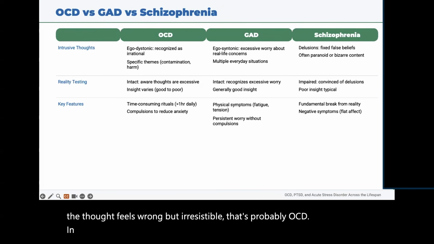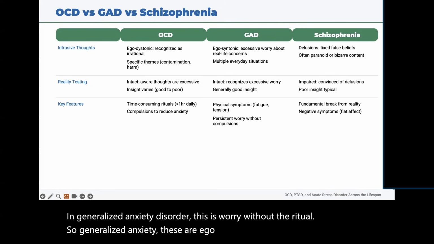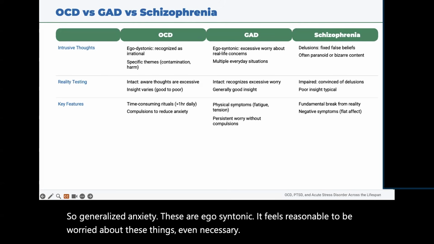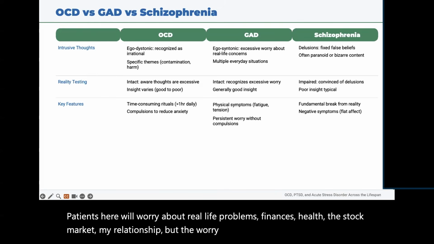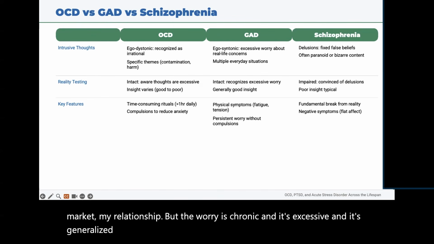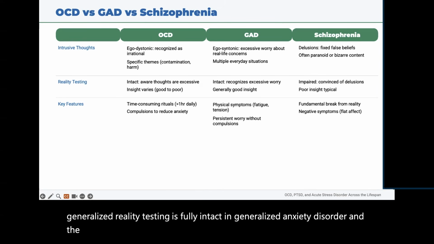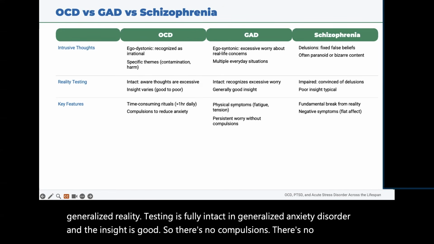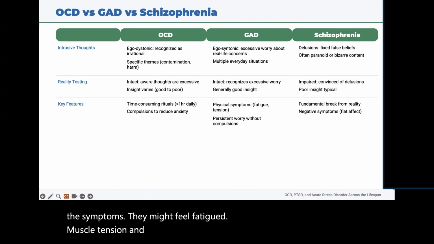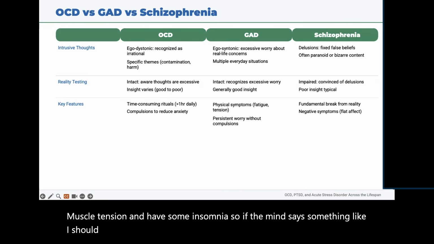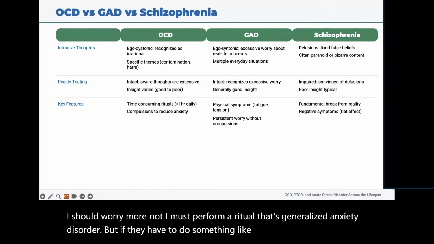In generalized anxiety disorder, this is worry without the ritual. These thoughts are ego-syntonic. It feels reasonable to be worried about these things, even necessary. Patients here will worry about real-life problems: finances, health, the stock market, my relationship. But the worry is chronic, excessive, and generalized. Reality testing is fully intact in generalized anxiety disorder, and the insight is good. There are no compulsions, no magical thinking, no restricted themes, no rituals that carry the symptoms. They might feel fatigued, muscle tension, and have some insomnia. So if the mind says something like, I should worry more, not I must perform a ritual, that's generalized anxiety disorder. But if they have to do something like a ritual, that's OCD.